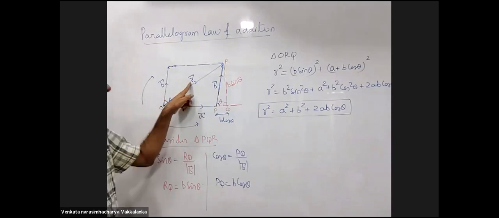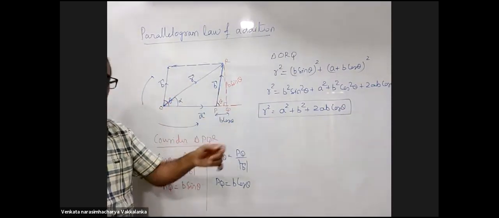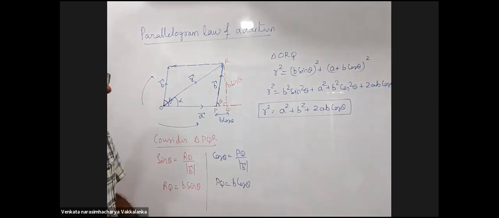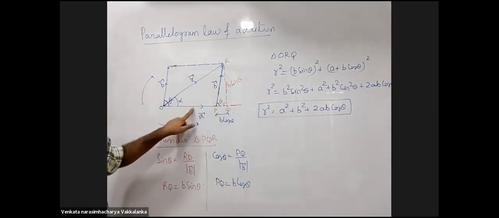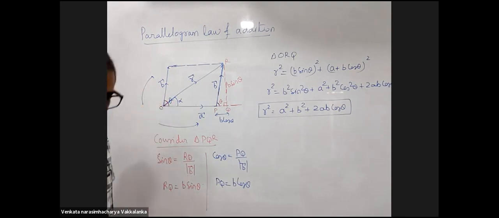You are interested in this length? I gave you the length. You don't need to measure this every time thereafter. It will be A square plus B square plus 2AB cos theta, where theta is the angle between them.